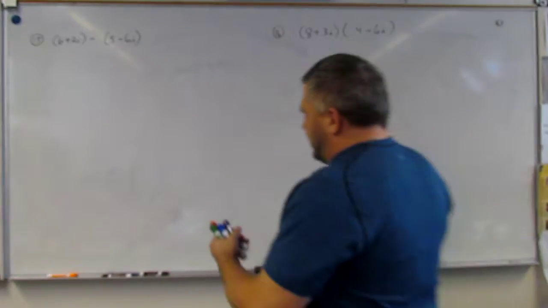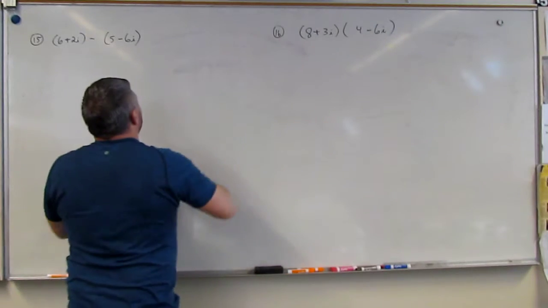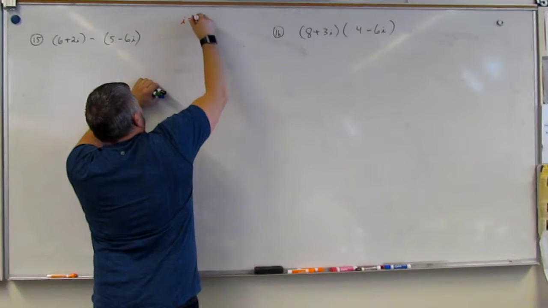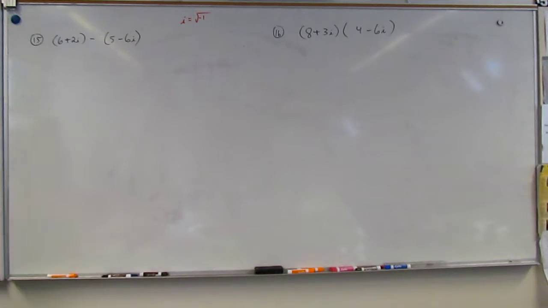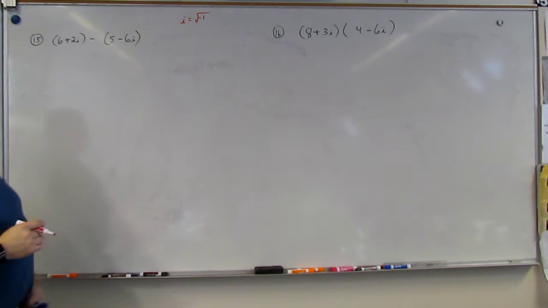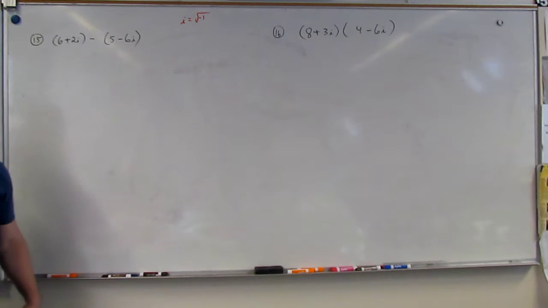Alright, i. What is i? i is equal to the square root of negative 1, remember? You need to know that. It's an imaginary number.